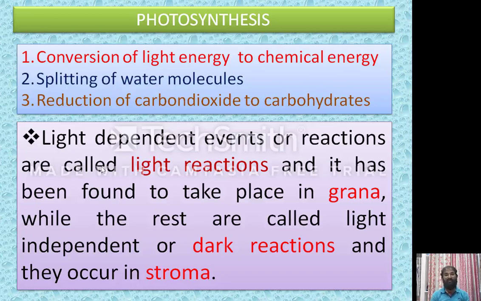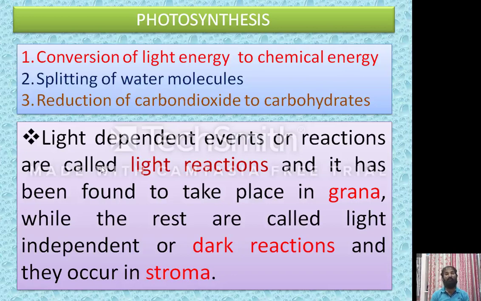So this light reaction always takes place in grana. The grana is mainly made up of thylakoids, and on the thylakoid membrane there are many photosystems. These photosystems are helpful for the conversion of light energy into chemical energy and the splitting of water molecules into protons and hydroxyl ions. So these reactions mainly take place in the grana of the chloroplast.